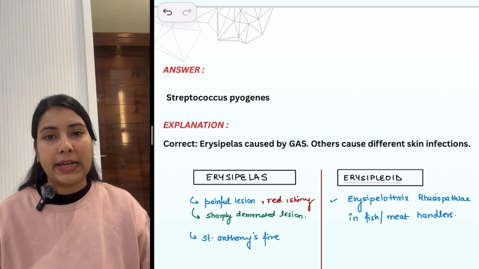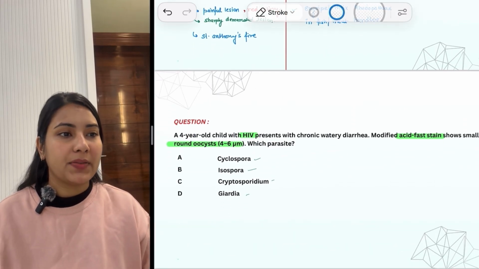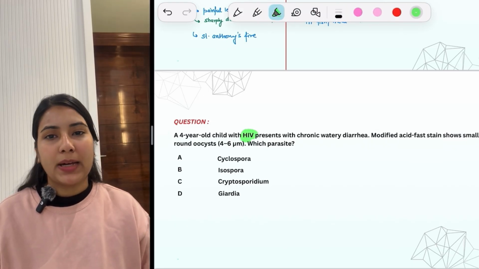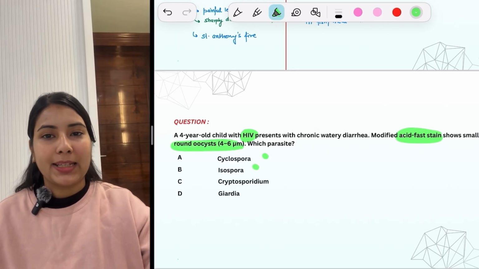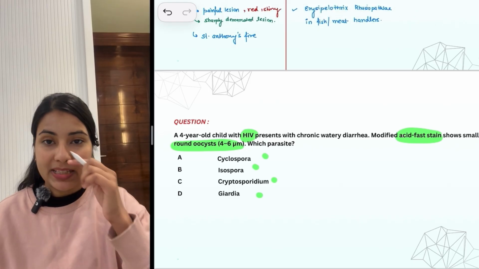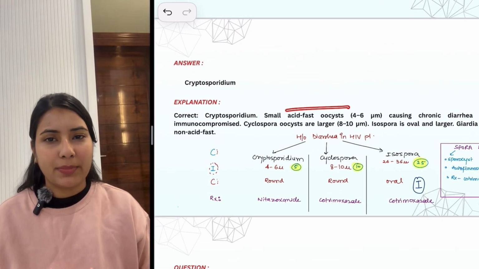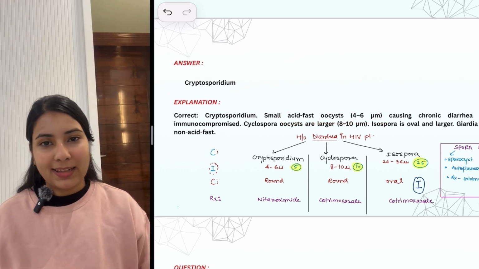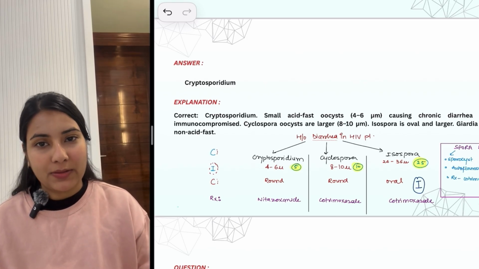A 4-year-old child with HIV presents with chronic watery diarrhea. Modified acid-fast stain shows small round oocysts 4 to 6 micrometer in size. Which parasite is this? Your options are Cyclospora, Isospora, Cryptosporidium, and Giardia. The answer here is Cryptosporidium, because it has a small round acid-fast positive oocyst, 4 to 6 micrometer in size. And the diarrhea is occurring in an immunocompromised patient, because there is a history of an HIV positive child.